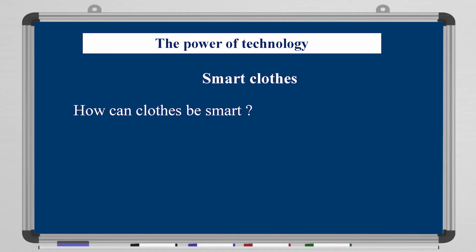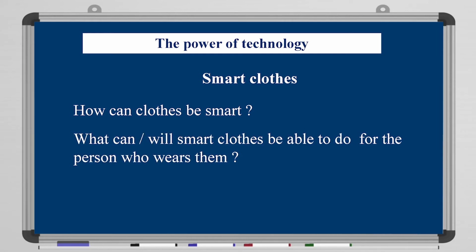Now, these are some questions that I want you to keep in mind. The first question, how can clothes be smart? We're usually adapted to the idea that smartphones could be smart. Certain applications or certain things that we use at home, like a fridge, could be smart. But how can clothes be smart? What can or will smart clothes be able to do for the person who wears them? Can you think about that as we go along with the lesson?